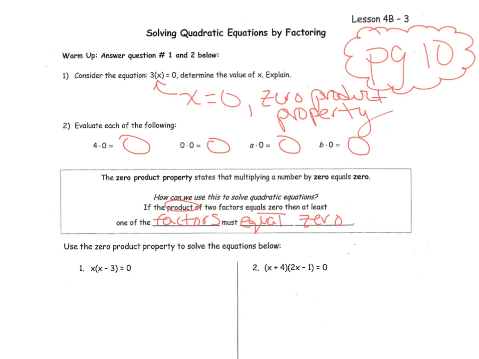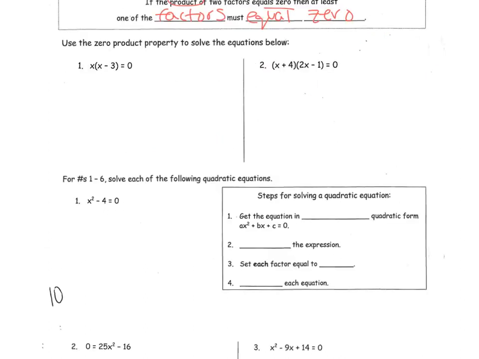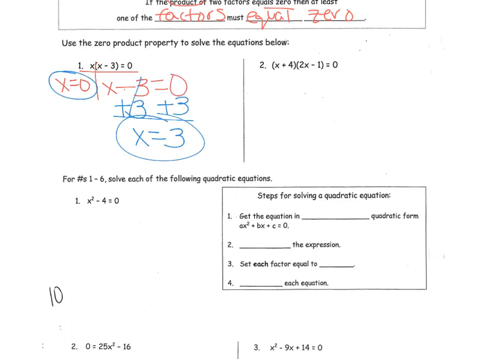So let's take a look at the questions below. And this is all on page 10. If we look, and you guys already started doing these, I have x times x minus 3 is equal to 0. We're going to t-chart this and solve. So we set both of these factors equal to 0 and solve for x. And you'll find that x equals 0 and x equals 3.